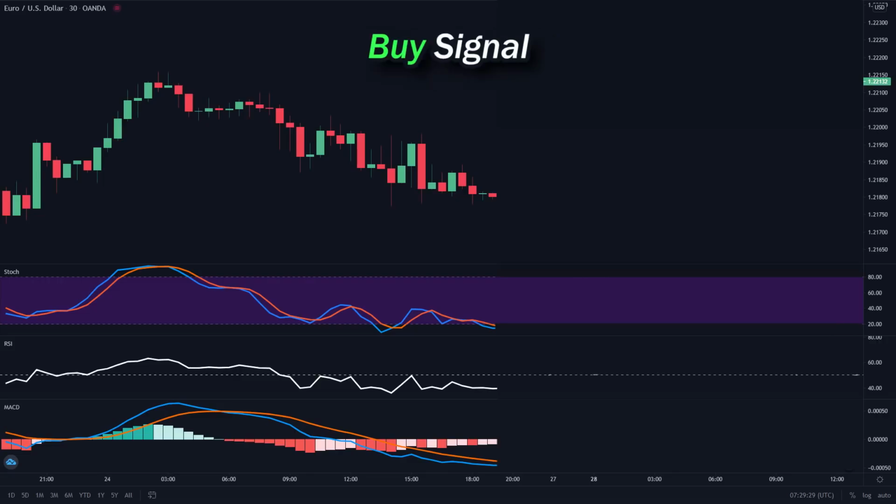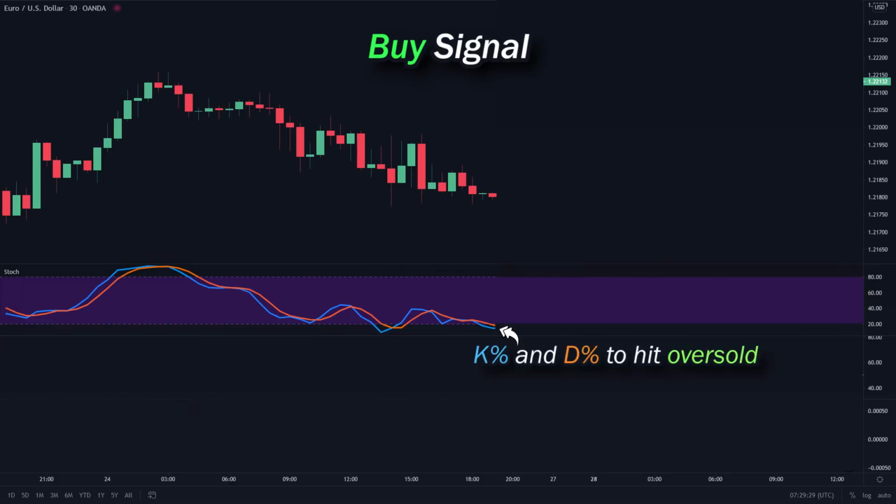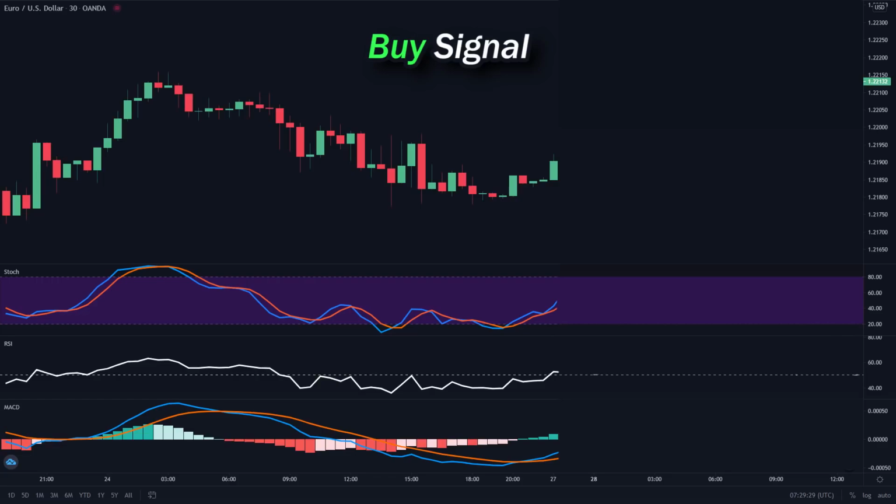To identify a buy signal, the first step is you want to look at the Stochastic and wait for both the K and D lines to hit oversold. Then, you want to use the RSI to confirm the uptrend by making sure that it's above the middle line. The next step is you want to use the MACD to confirm the upwards momentum by waiting for the MACD line to cross above the signal line. Once this happens, however, you still need to make sure that both of the Stochastic lines still haven't hit overbought yet. And if all the rules are met, you take a buy position.